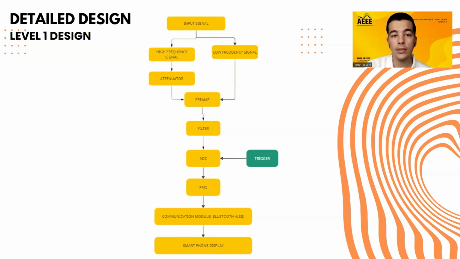After the preamp part, the signal goes to the filter part to eliminate noise and ensure that clean signals are fed to the ADC. After this part, we must choose an ADC with appropriate resolution to digitize the input signals and integrate a trigger mechanism to control the timing of the ADC. To handle post-ADC tasks, we use the PMC, and the block diagram will continue with the communication module and smartphone display part.